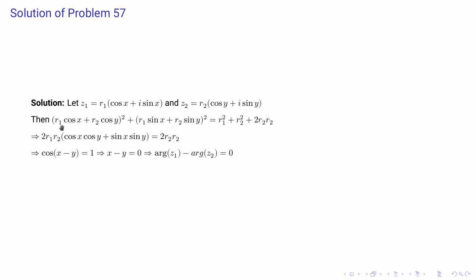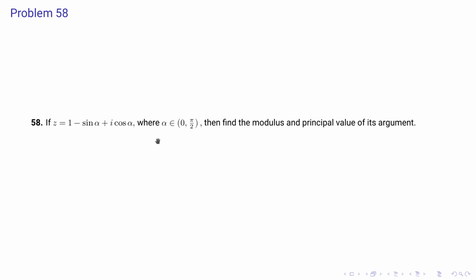So what will remain is 2 r1 r2 cos x cos y from this term, and 2 r1 r2 sin x sin y from here. So I have taken 2 r1 r2 common. This is r1 r2, not r1 r1; this is the typo. So this 2 r1 r2 will get cancelled, and this is cos (x minus y) is equal to 1. This clearly implies that x minus y is equal to 0. So argument of z1 minus argument of z2 is 0.